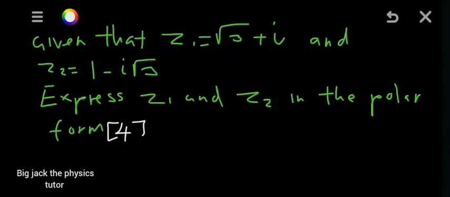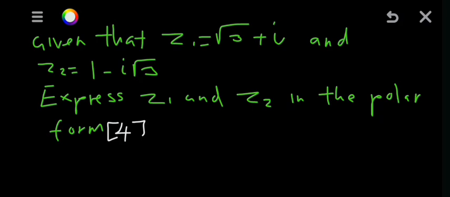In this video, I'm answering a question that comes from complex numbers. The question says, given that z1 is equal to root of 3 plus i, and z2 is equal to 1 minus i root of 3, express z1 and z2 in polar form.